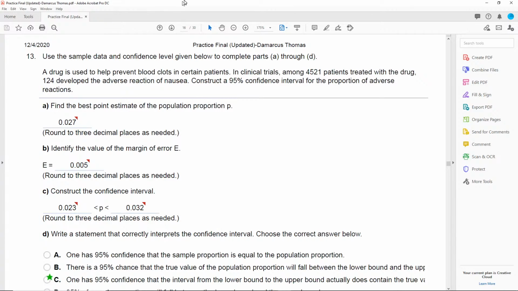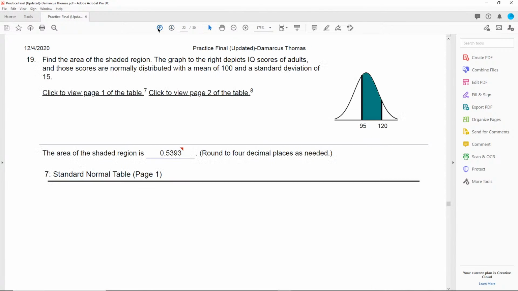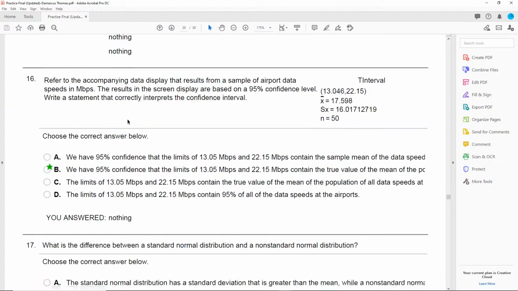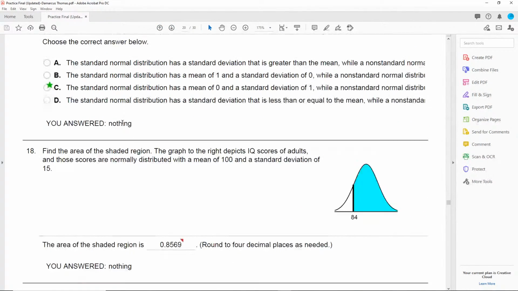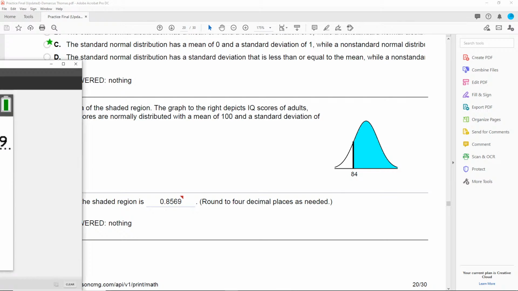Okay, let's look at another one real quick, like 18. Find the area of the shaded region. The graph to the right depicts IQ scores, and those scores are normally distributed with a mean of 100 and a standard deviation of 15. So you're going to do a normal CDF. Your lower bound is 84, and your upper bound is unbounded.